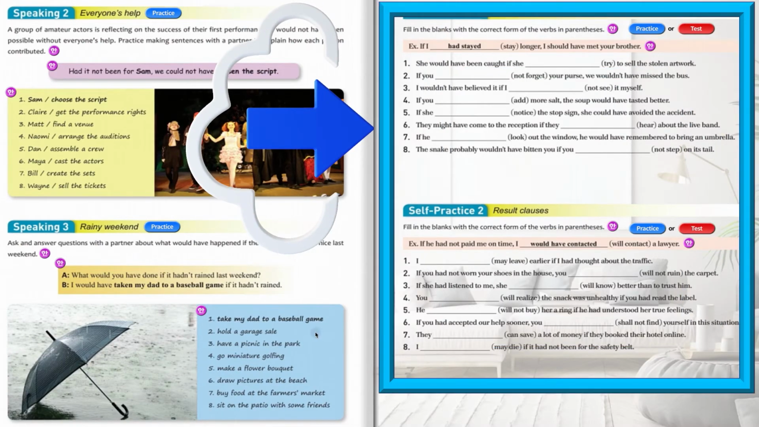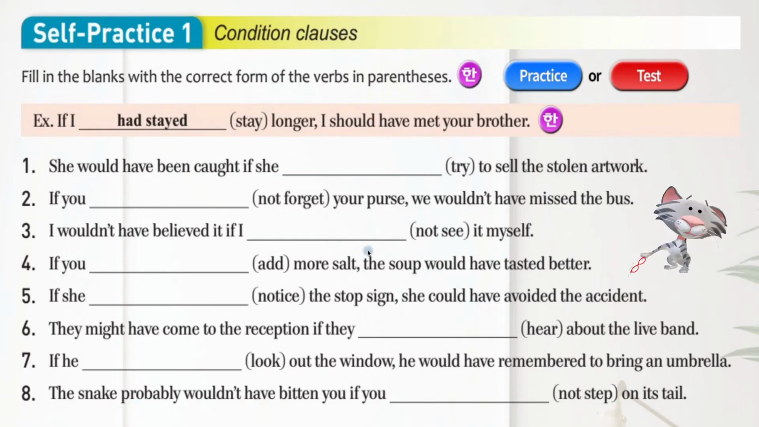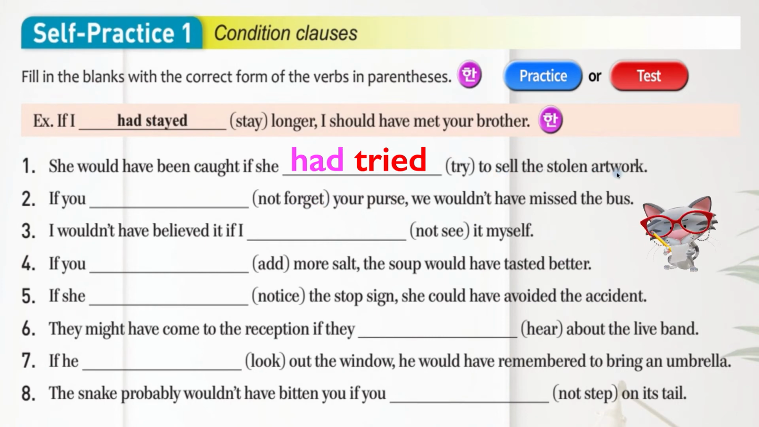Now, there are two sections on self-practice. We will give you a little bit of help with them. Fill in the blanks with the correct form of the verbs in parentheses. So it's got to stay: if I had stayed longer. So you notice you're adding the past tense of have, and there's no modal here. The modal is in the second clause: she would have been caught if she had tried to sell the stolen artwork.